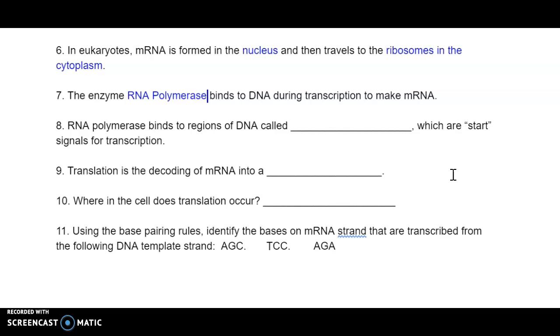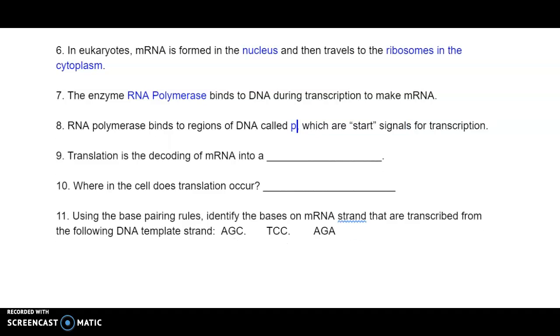Number 8 says RNA polymerase binds to a region of the DNA called blank, which are start signals for transcription. And so special regions on the DNA molecule that are going to trigger it to start making an RNA molecule, those are called promoters. Yes, that's promoters.